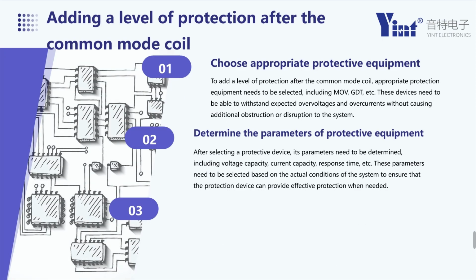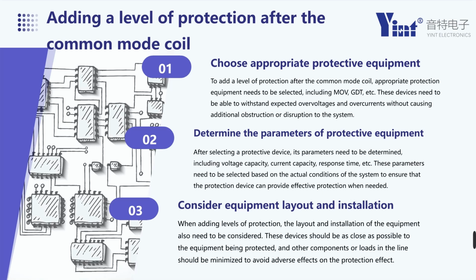To add a level of protection after the common mode coil, appropriate protection equipment needs to be selected, including MOV, GDT, etc. These devices need to be able to withstand expected overvoltages and overcurrents without causing additional obstruction or disruption to the system. After selecting a protective device, its parameters need to be determined, including voltage capacity, current capacity, response time, etc. These parameters need to be selected based on the actual conditions of the system to ensure that the protection device can provide effective protection when needed.